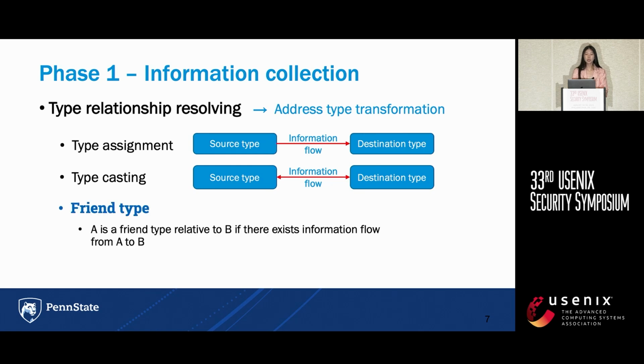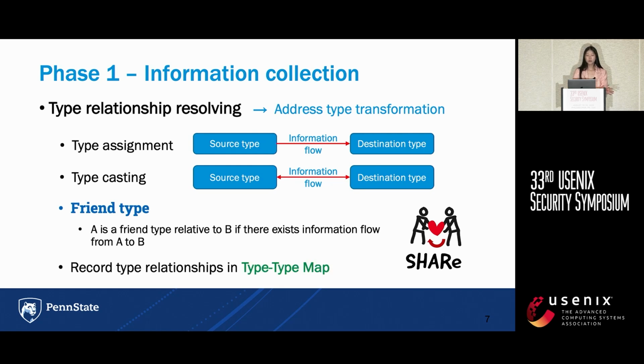We propose friend type to describe the relationship. To be specific, a multi-layer type A is a friend type relative to a multi-layer type B if there exists information flow from A to B. It is called friend type because A can share its associated functions with B through the information flow. Then the relationships are recorded in the data structure called type map because it records the mapping between multi-layer types and their friend types.